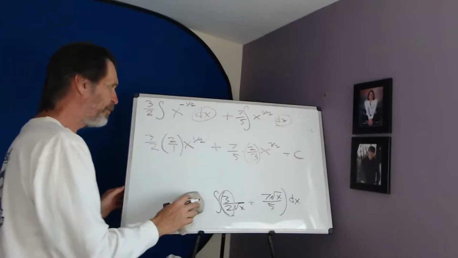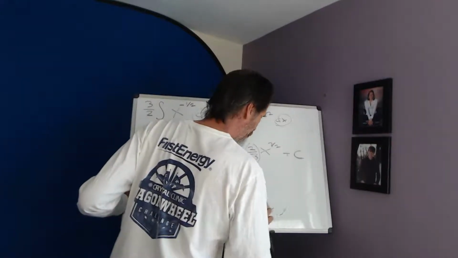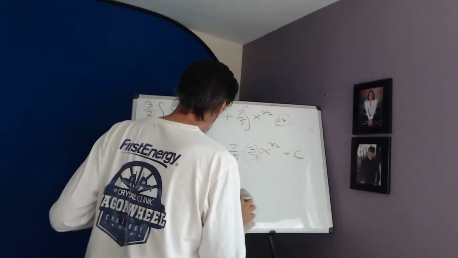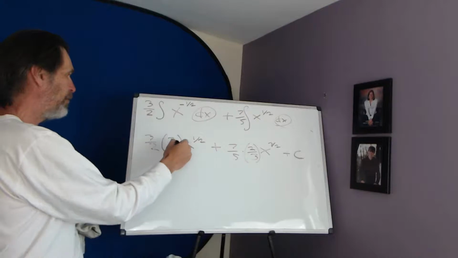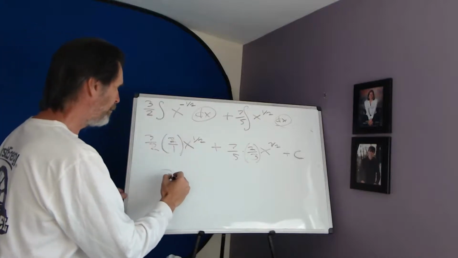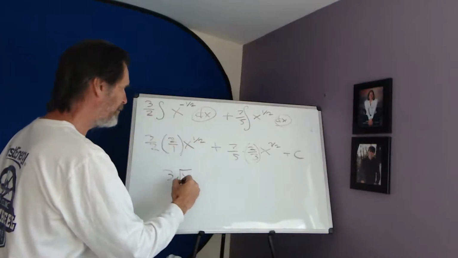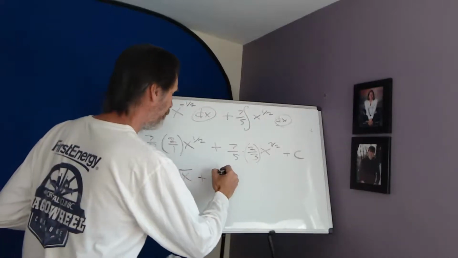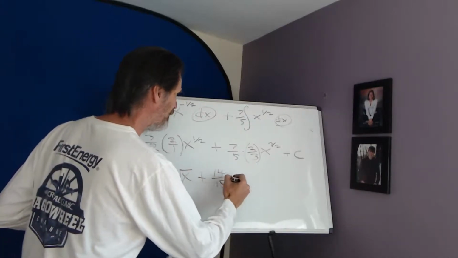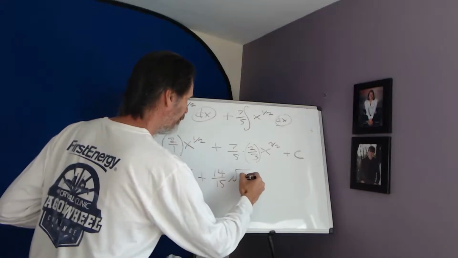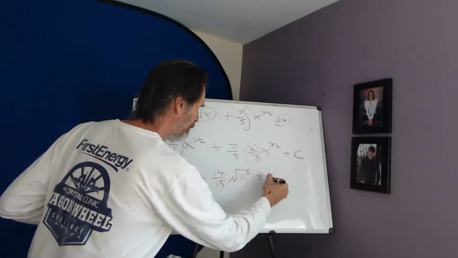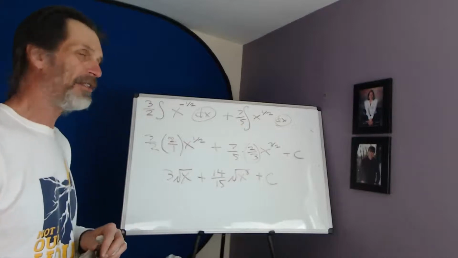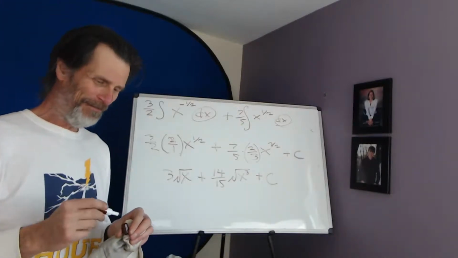So now let's make it look nice and pretty, simplify our fractions, get it back in root and radical form if we need to. 3/2, 2/1, those cancel. So 3 square roots of x plus, there's no cancellation there, 14/15 square root of x cubed. And then as always, the plus c at the end.